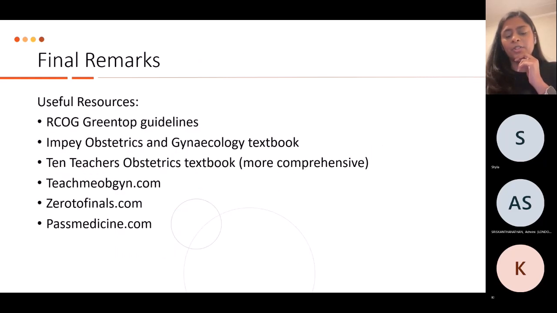Okay, so just some final things. The RCOG Green-top Guidelines, your textbooks, Teach Me OBGYN, Zero to Finals, and Pastest are your best friends when you're trying to revise for these things.